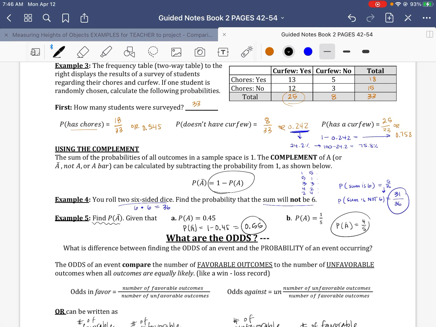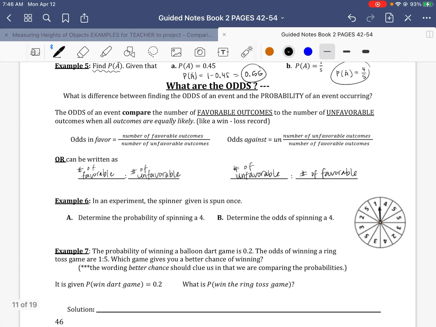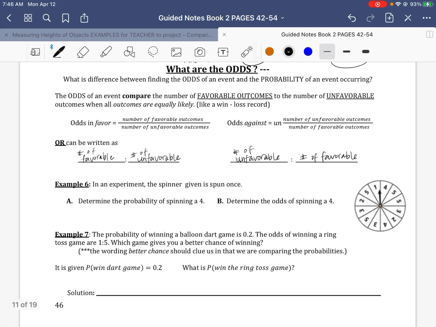Okay, so calculating complements. Lastly, let's talk about odds, and let's just talk about the difference between finding the odds of an event and the probability of an event. So the odds of an event is not the likelihood of it occurring. Instead, it's just a comparison of favorable outcomes to unfavorable.